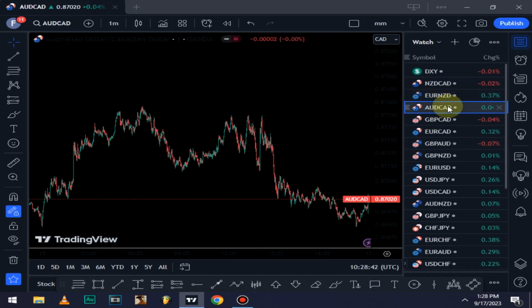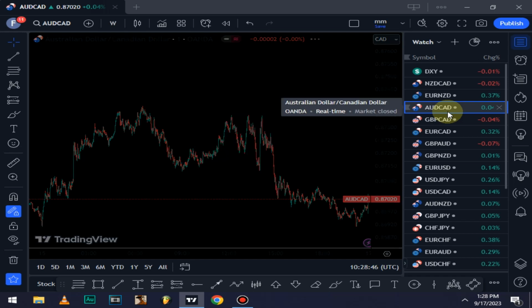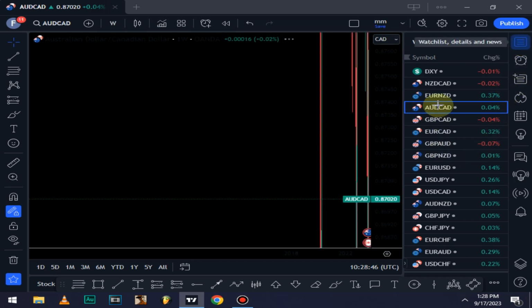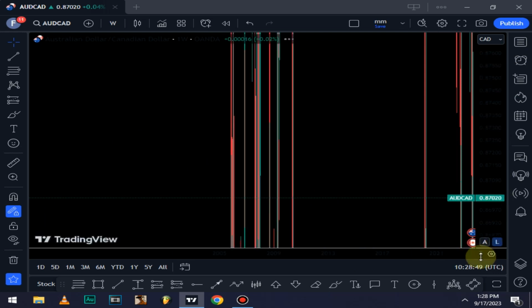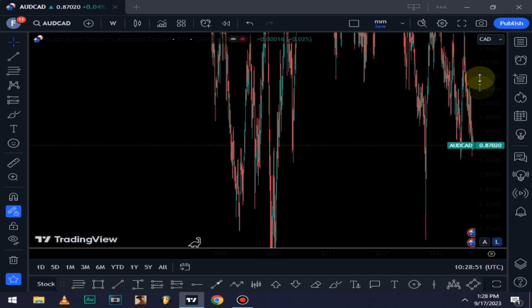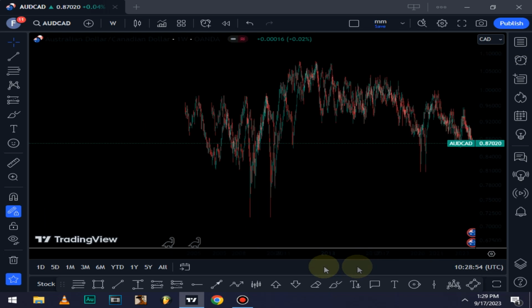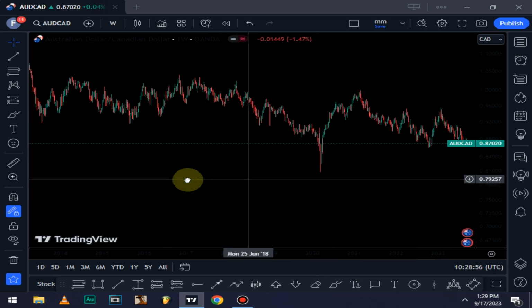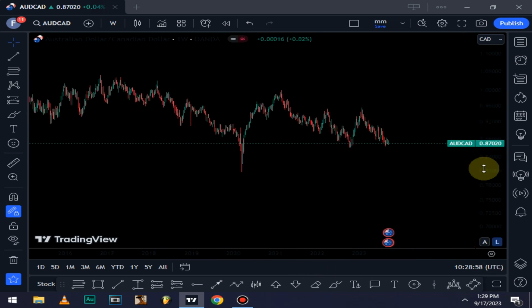All right, so I'm looking at AUDCAD, and as usual, guys, I start my analysis from the weekly. So let's hit that, no problem. And let's try to understand what the market is trying to do, guys. All right? So as usual, you know how we do it, man.